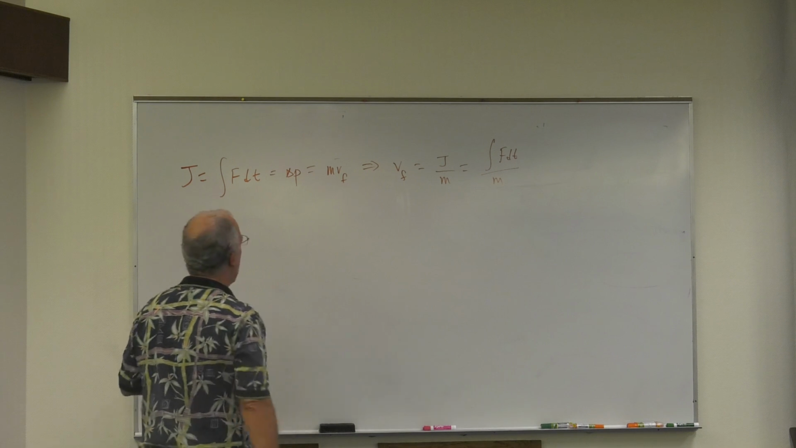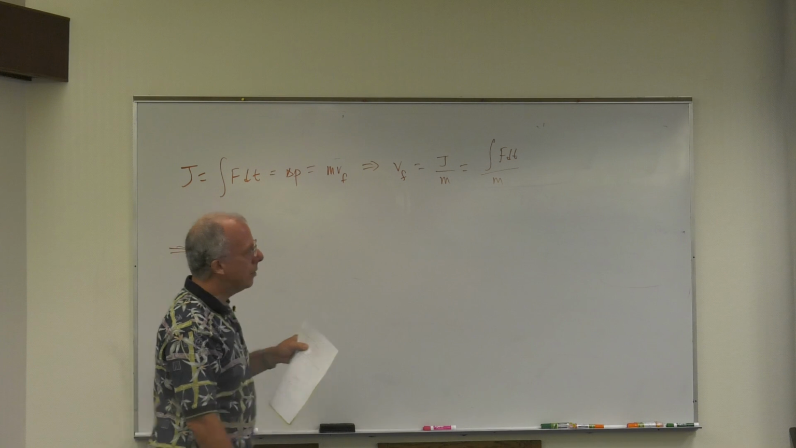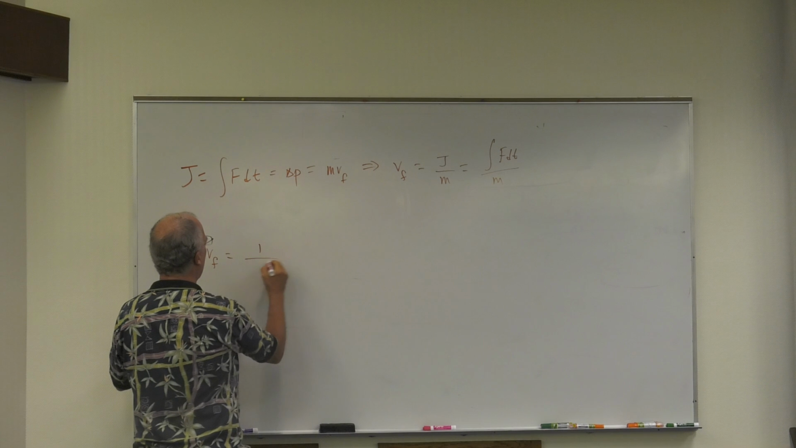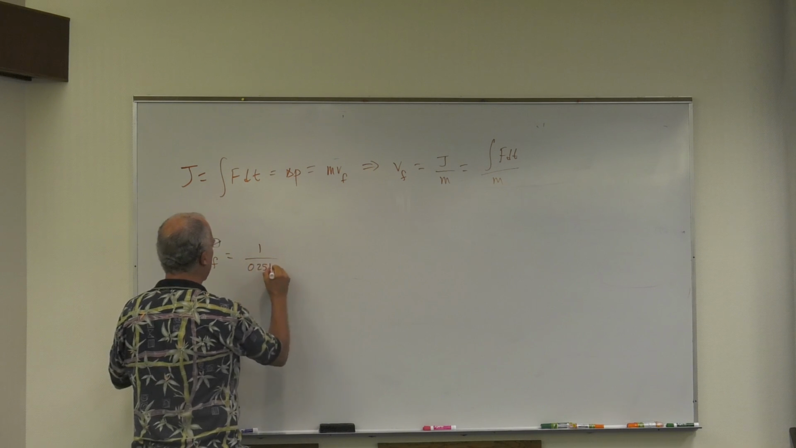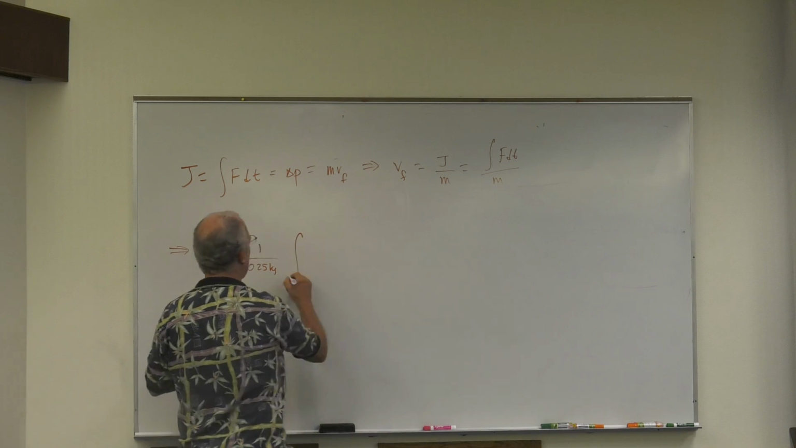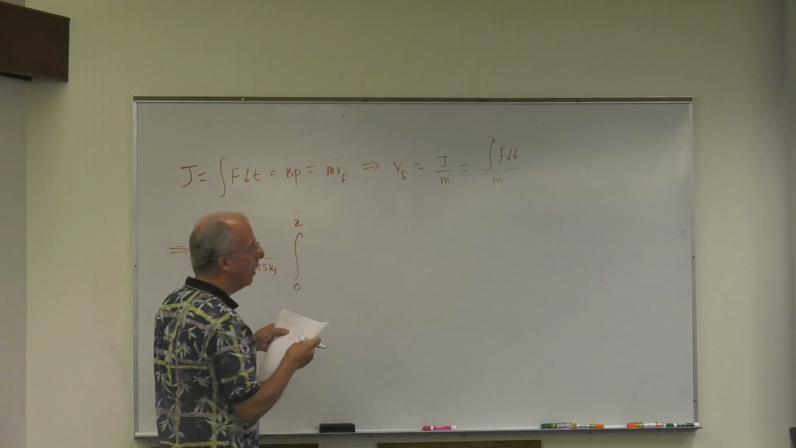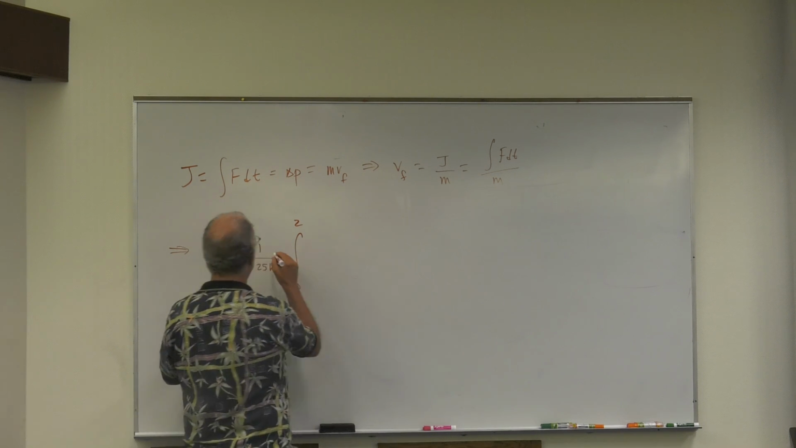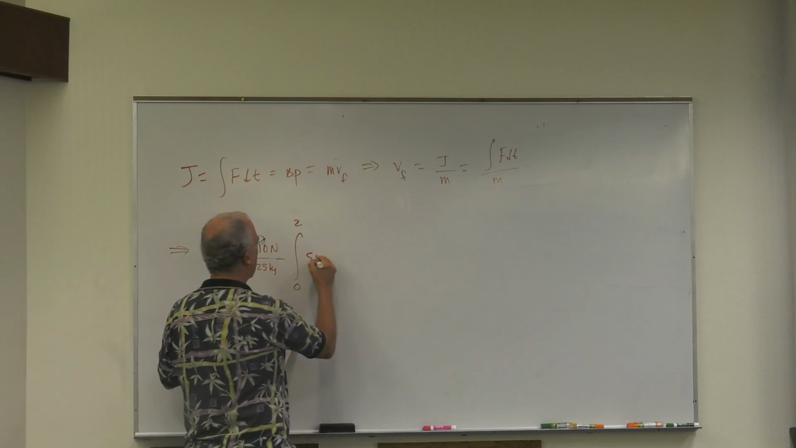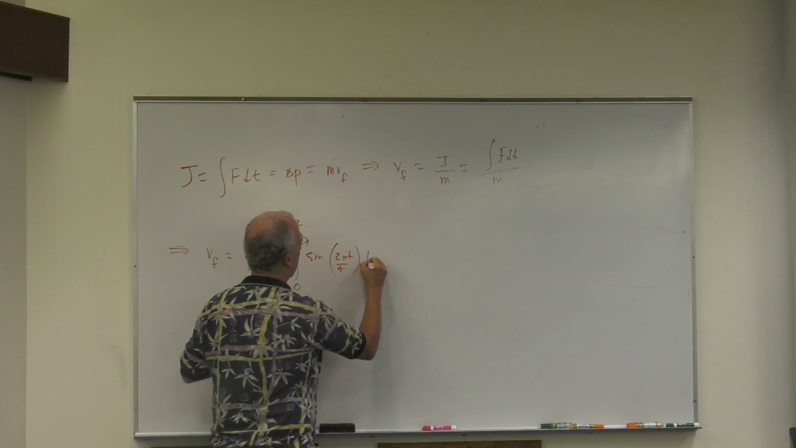All right, so therefore, V final, okay, the mass, where's the mass? 250 grams, so 0.25 kilograms. So 1 over 0.25 kilograms, and then it's the integral. The time goes from 0 to 2. The force is 10 newtons. We'll put that outside, might as well. And then it's sine of 2 pi t over 4 dt.